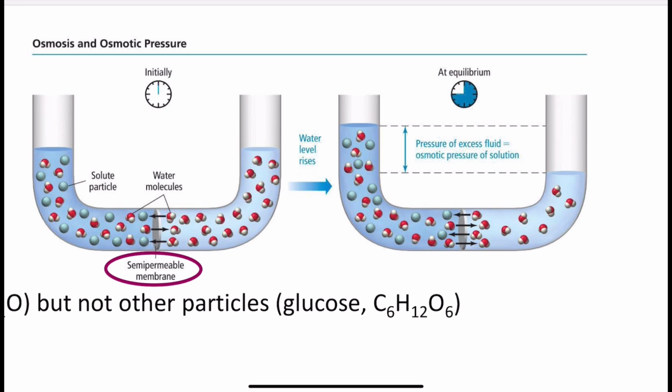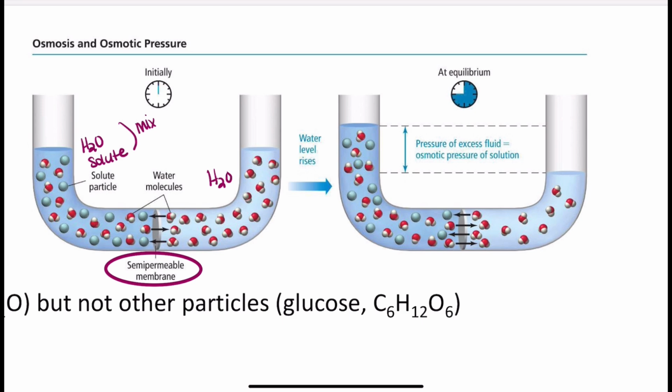Initially, I only have water molecules on this side. And on this side, I have a mixture of water and solute particles. So this is a mix. And on the other side, I only have water. In this example, the membrane is only going to let water through, but it's not going to let the solute through.